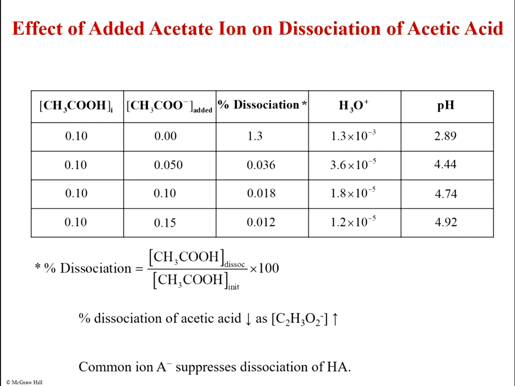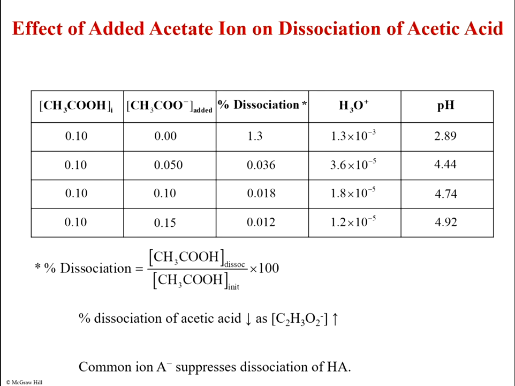Now, if we have equal amounts of acetic acid and acetate, we see that the percent dissociation of the acetic acid is now 2 orders of magnitude down from the pure acetic acid case at 0.018%. And in this case, the pH is 4.74. Finally, if we add extra acetate in the fourth row, we start off with 0.1 molar acetic acid, we add 0.15 molar acetate. You can see the percent dissociation drops a little bit further, and the pH increases slightly to 4.92.